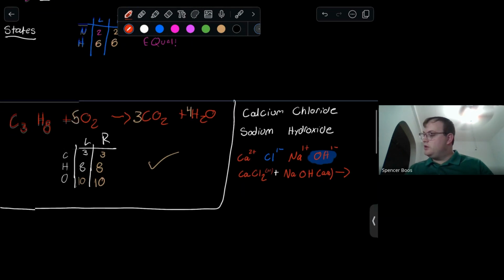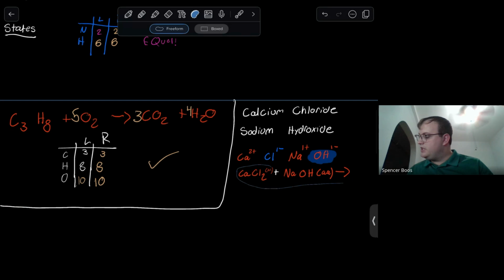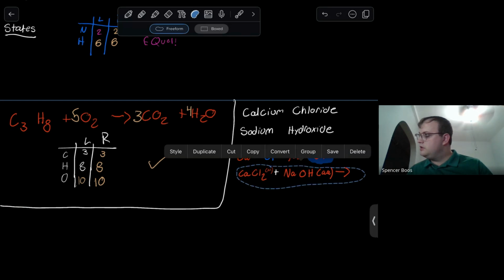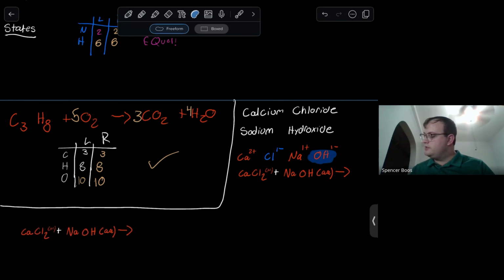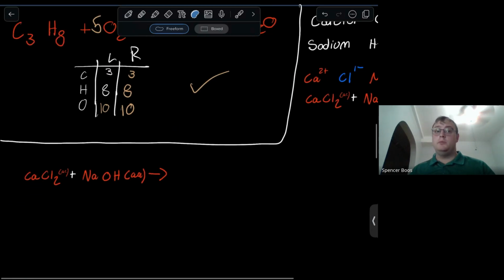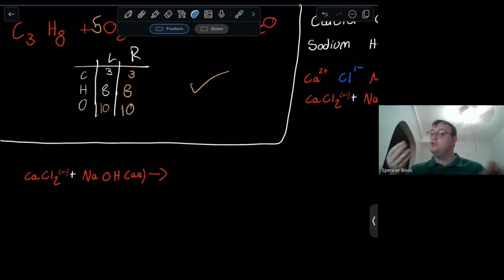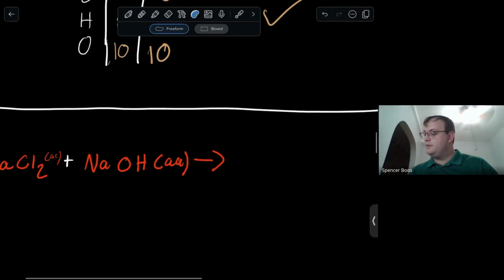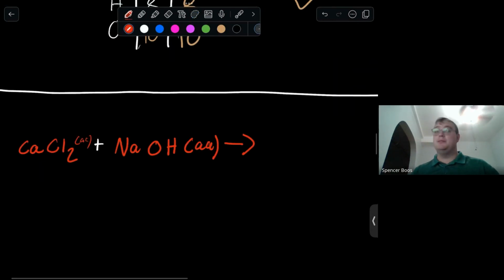Now you may be asking, okay, how do I determine what this turns into? And I say that's a great question, right? Because our next question here is going to be, do calcium chloride and sodium hydroxide react with each other? And if they do react with each other, what do they make? So that's the question we're asking ourselves here. And you might be saying, Mr. Boots, I don't know how to do this. That's okay. We're going to show you.